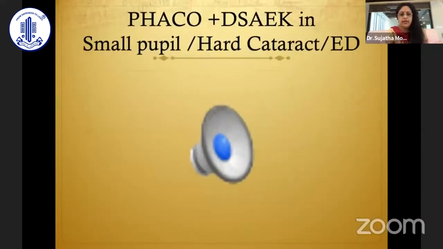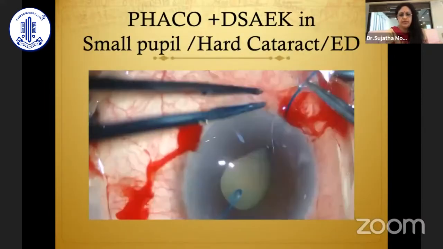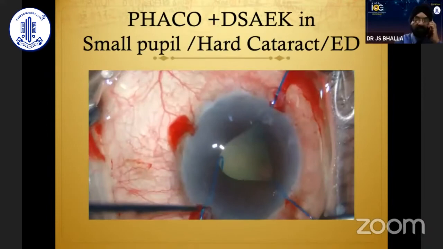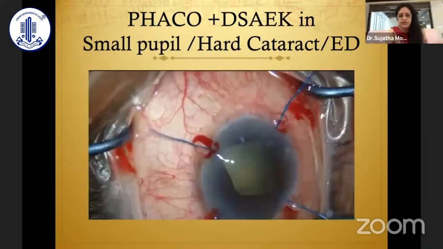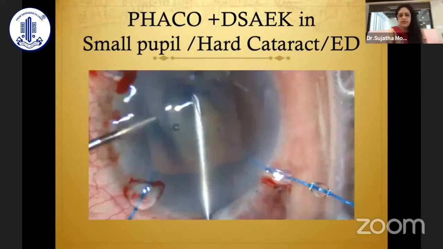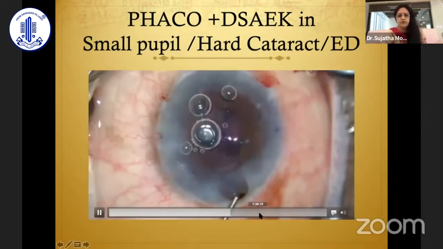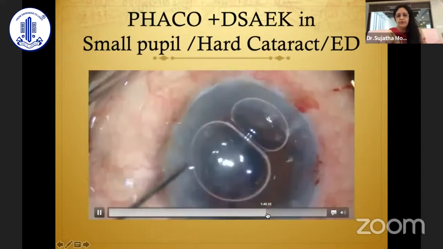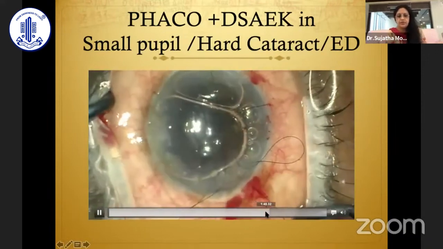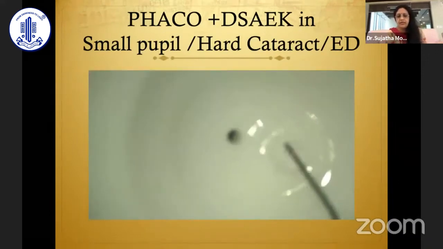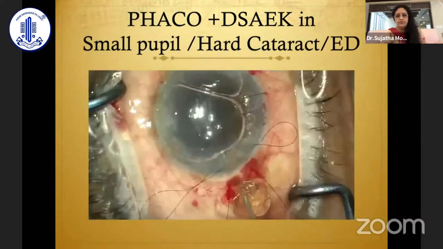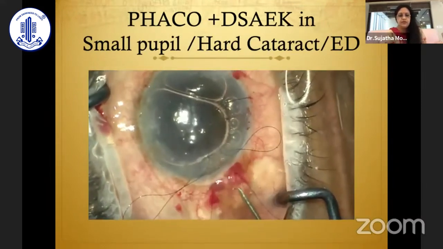So this is another patient who needed a Phaco DSEK with hard cataract and a small pupil. So I went ahead and did a Phaco, as you can see. The patient had a very floppy iris, but that's why I had to put pre-placed sutures. Ultimately, the patient turned out very well. I have about a 6-year follow-up on this patient.